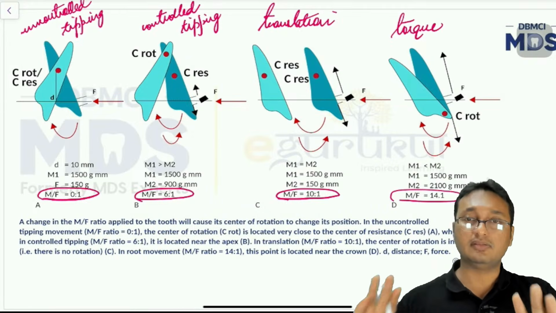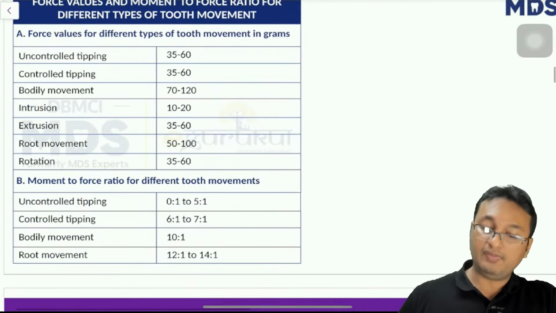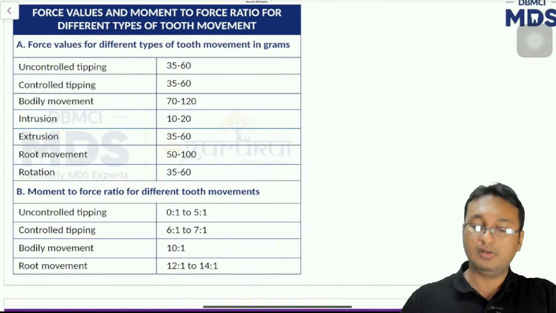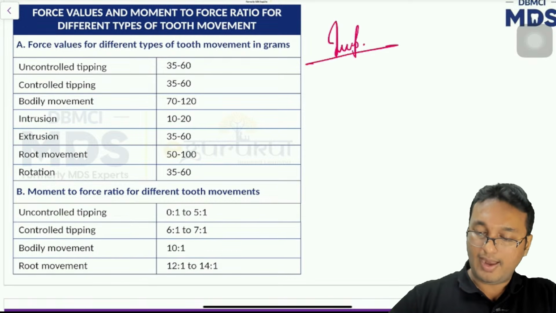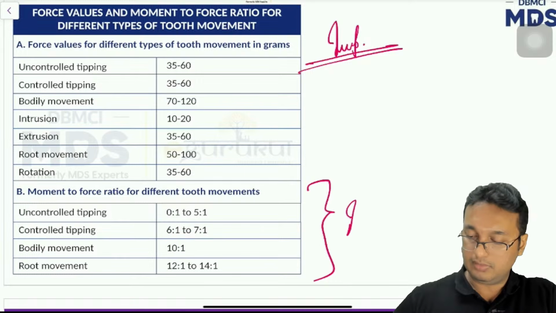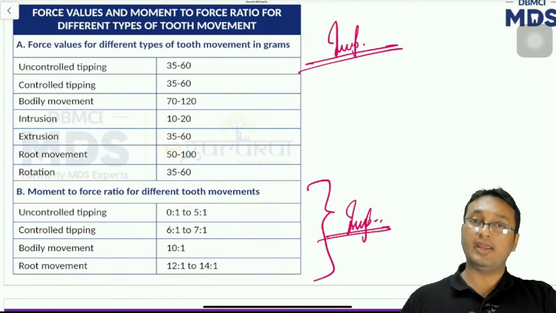That is the simple moment to force ratio. This is the same, and we have different values of tooth movements in grams. You have to remember these values and these values also. You have to learn them by heart. It is important for you to learn them by heart. Okay?